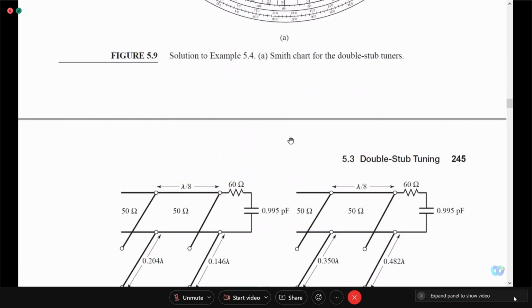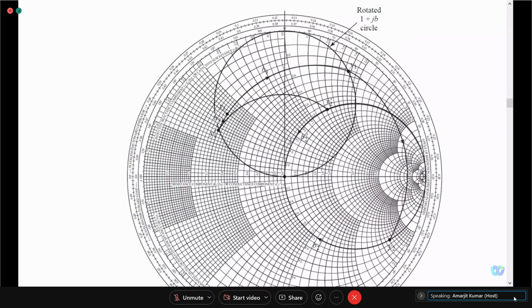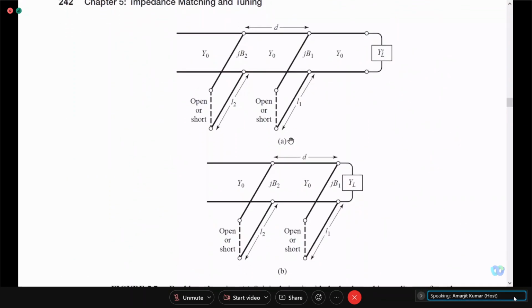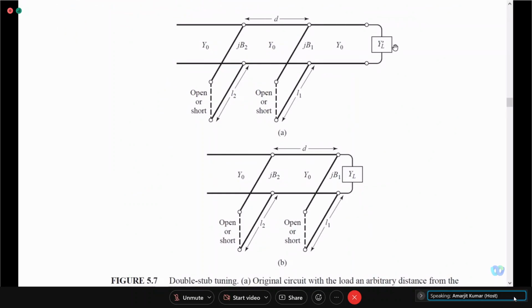Then you can ask, can we eliminate or minimize the limitation? That is also possible. How? You have a load admittance that is inside that conductance circle. So do one thing: adjust this distance, D1, to any value, so that the transformed YL is not inside that constant G0 conductance circle on the Smith chart.